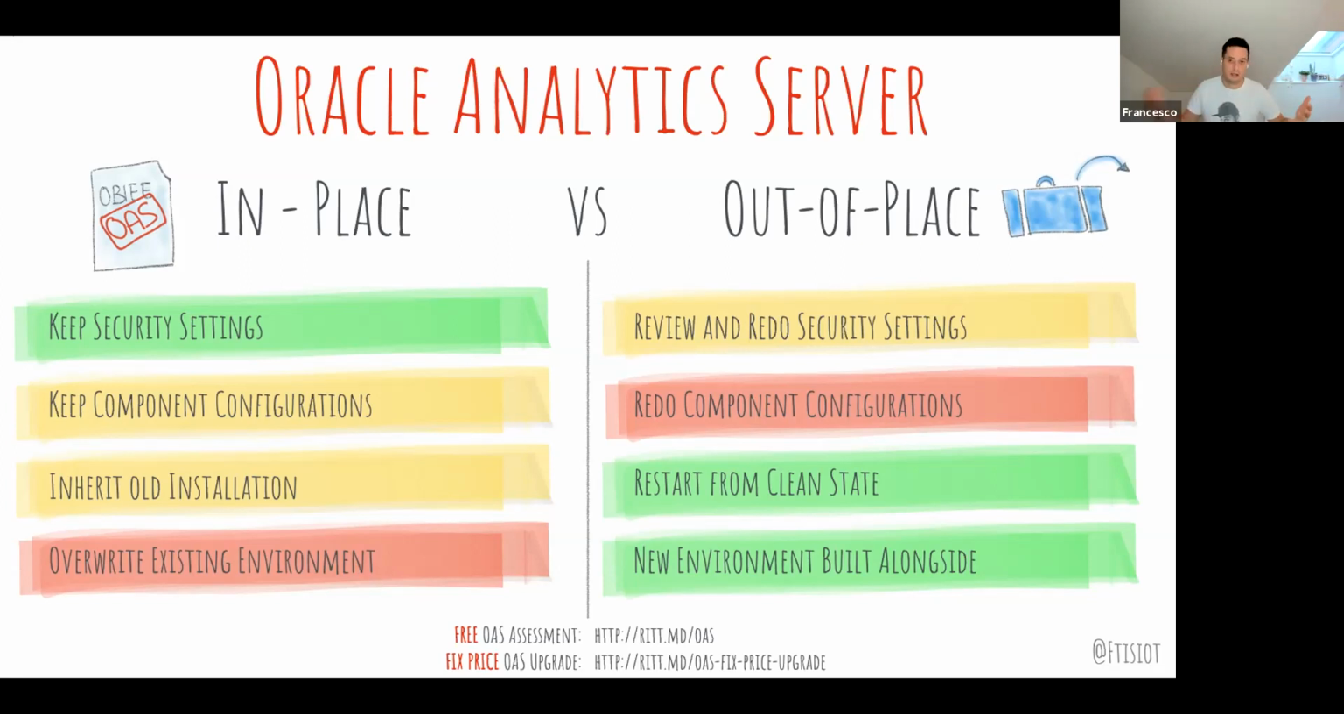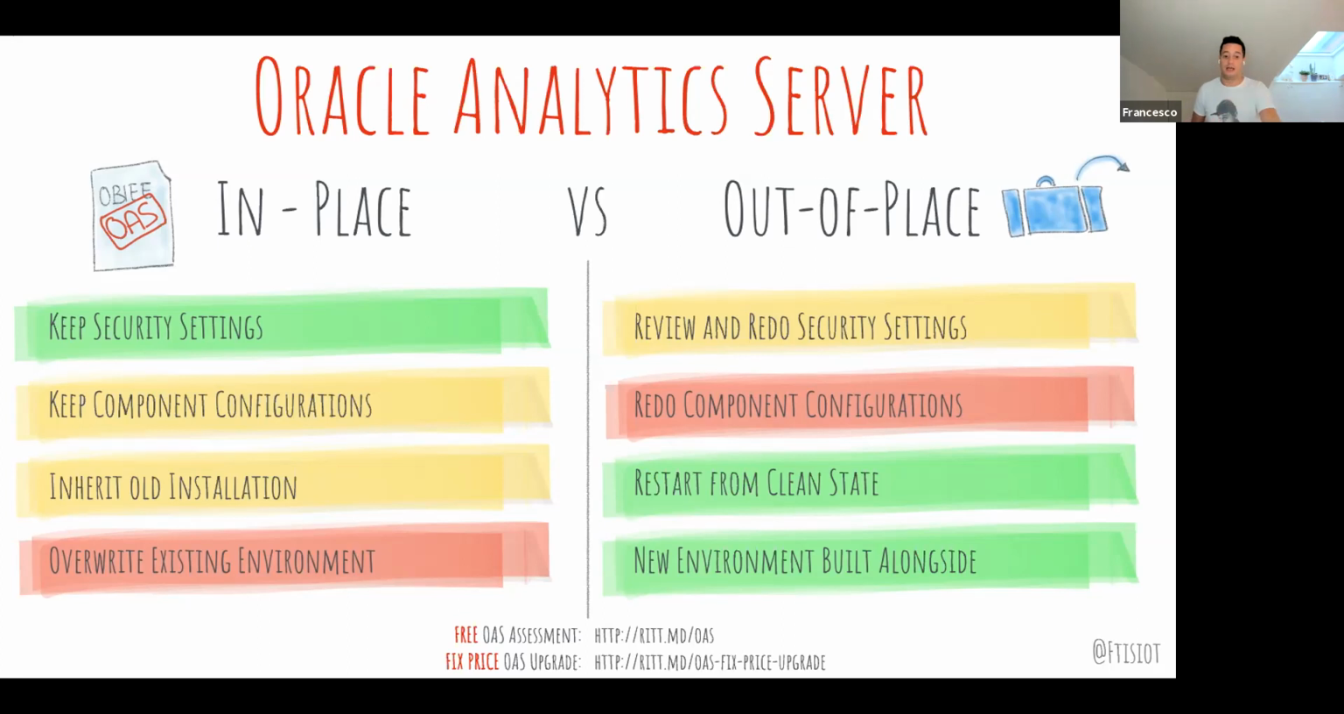That could be in different server or in the same server. As you can see at the bottom, RhythmMeet offers both a free OAS assessment, where we will spend 2 days of our time in order to tell you what is your current situation and what is your best path to 12C. And also we offer a fixed price OAS upgrade based on some condition and based on the amount of work that we define on that we can see in your platform.